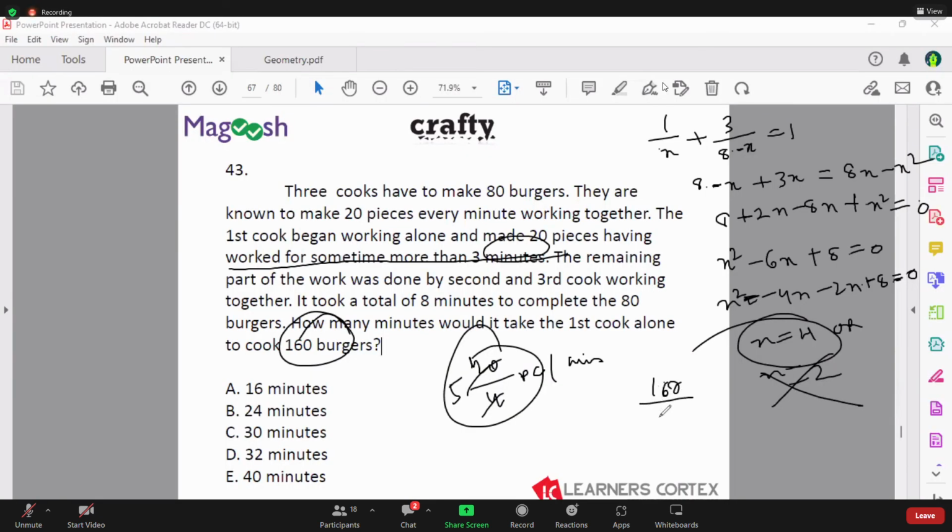This is the work done and the rate, which is 5. So this would come as 32. So 32 minutes is the time that we would take collectively. Anyone who has not understood this?